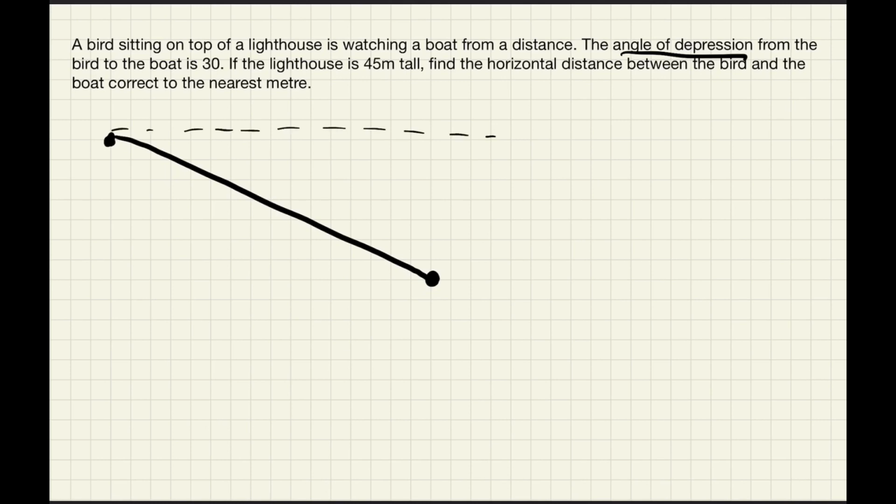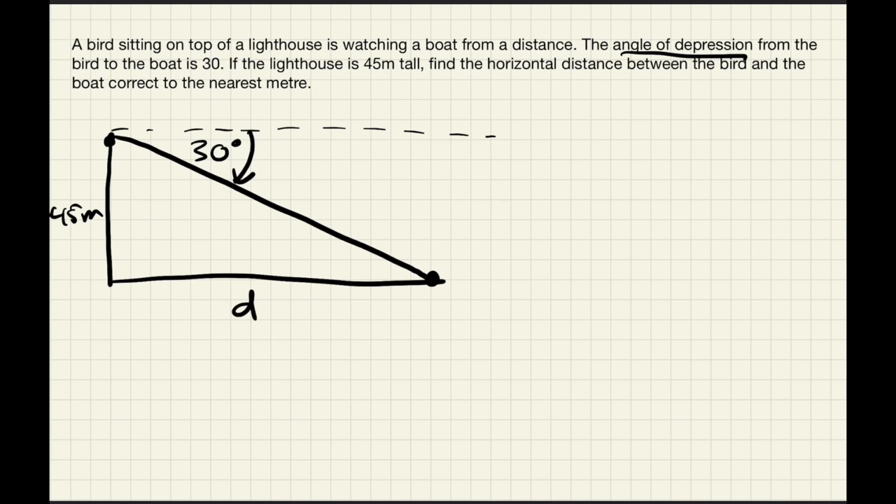So remember, angle of depression is measured from our horizontal to the line of sight, so it's going to be this one here. Now, if the lighthouse is 45 meters tall, so in other words, from there to there, it's going to be 45 meters, and presumably, assuming there's no cliff to take into account as well, if the lighthouse is 45 meters tall, we need to find that horizontal distance, so this distance here, between the bird and the boat, correct to the nearest meter.